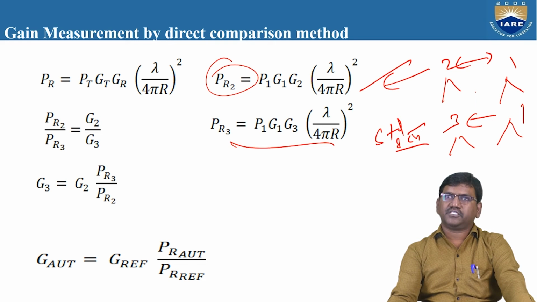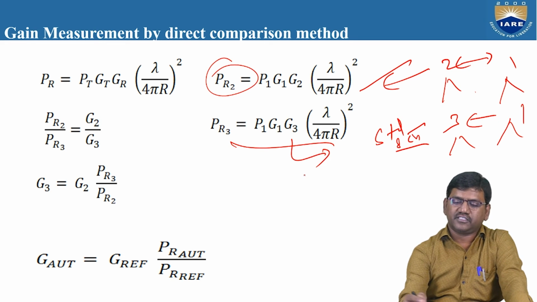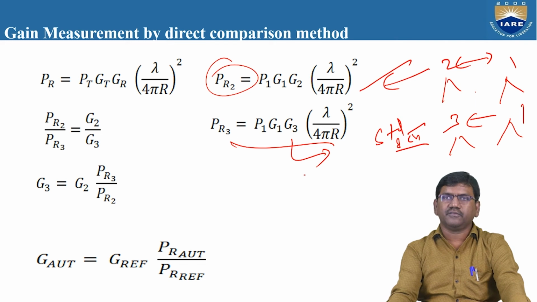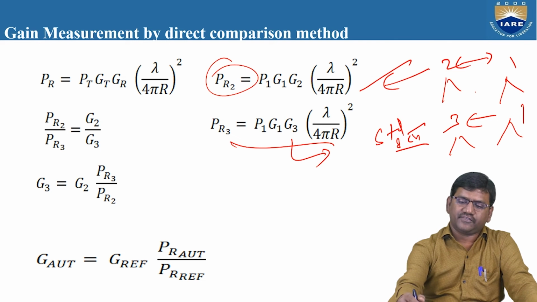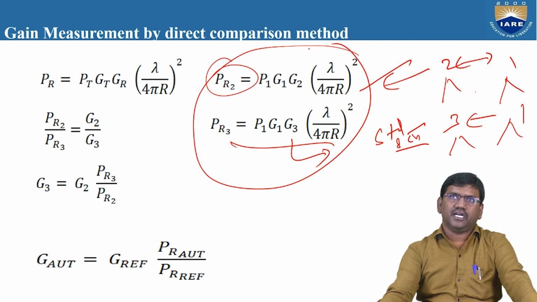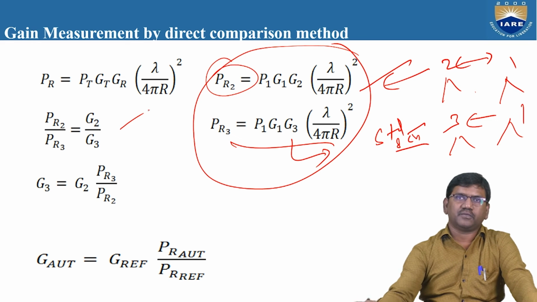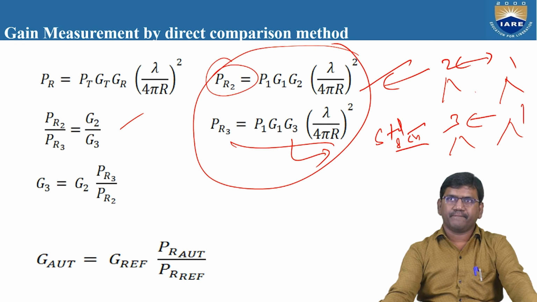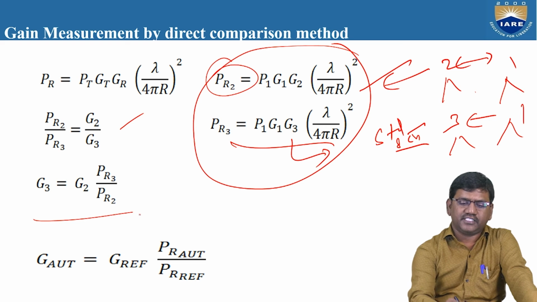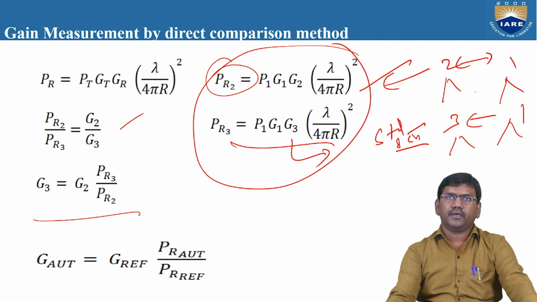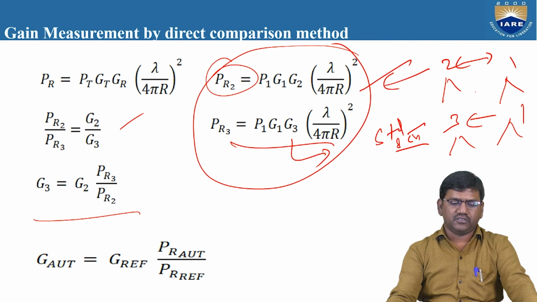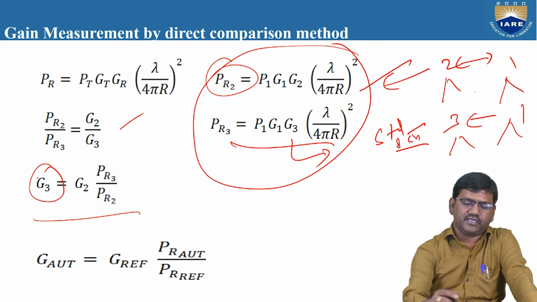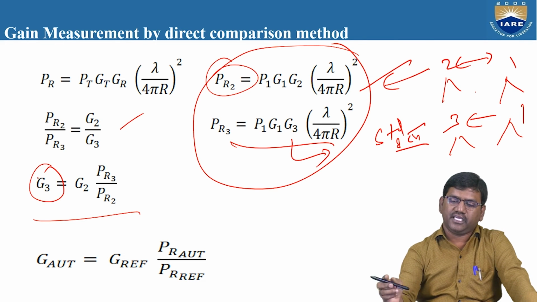What is the amount of power received by the standard gain antenna? We write the fixed transmission formula: the power received is equal to P1 G1 G3 into lambda by 4 pi r whole square. Let us find the ratio of these two: PR2 by PR3 is equal to G2 by G3. We are going to find G3. From cross multiplication, G3 is equal to G2 into PR3 by PR2. G3 is nothing but the AUT.